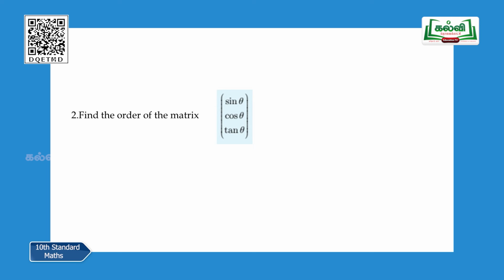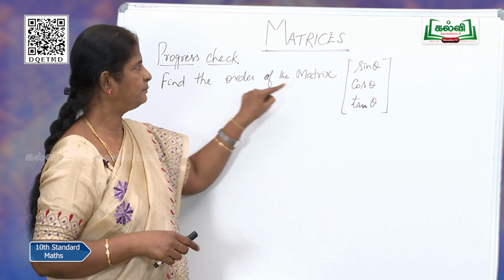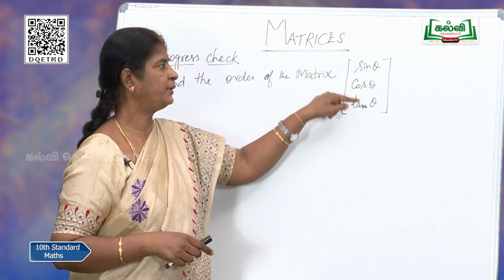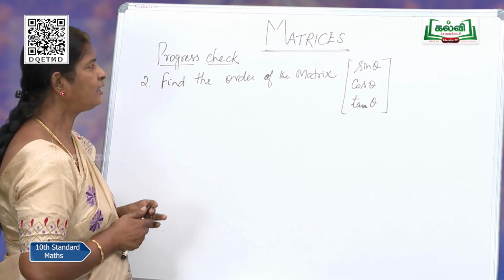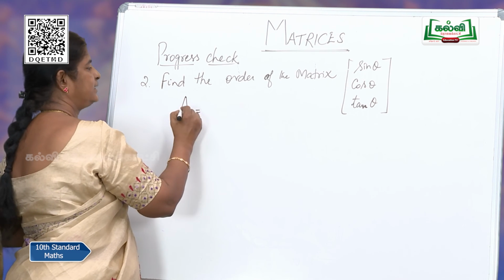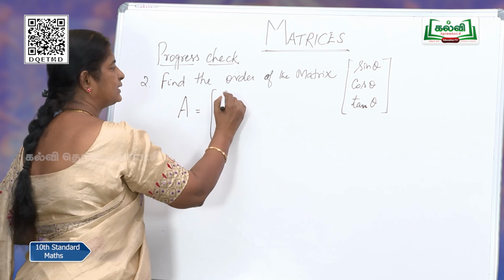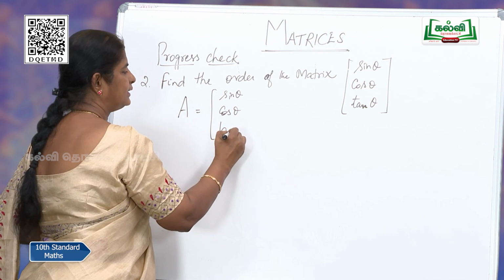Find the order of the matrix. In the same progress check, find the order of the matrix. This matrix is given: sin theta, cos theta, tan theta. Now, the order of the matrix they are asking. First of all, we will write what that matrix is. A is equal to sin theta, cos theta and tan theta.